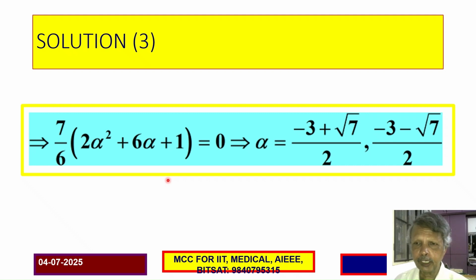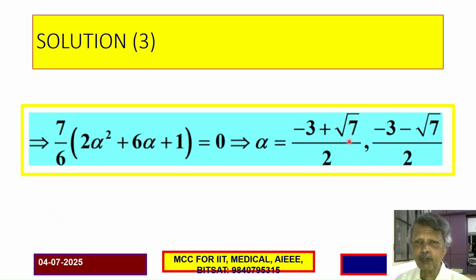The roots of the quadratic equation ax squared plus bx plus c equal to 0 are given by the formula minus b plus or minus root of b squared minus 4ac, whole divided by 2a. If you apply that, then you get alpha is minus 3 plus root 7 whole divided by 2, minus 3 minus root 7 whole divided by 2.